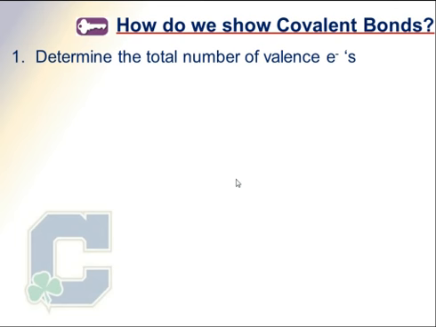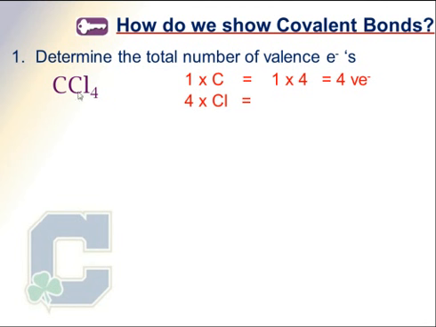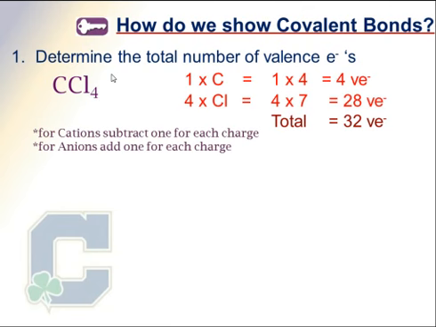Step 1, we need to determine the total number of valence electrons. So let's say that I was going to work with carbon tetrachloride. Well, carbon tetrachloride has 1 carbon atom, and each carbon atom has 4 valence electrons. 1 times 4 gives me 4 valence electrons total. Chlorine, there's 4 of them because it's carbon tetrachloride. So 4 times its total number of valence electrons, which is 7, gives me a total of 28 valence electrons for Cl. When I add those two totals together, I get a total of 32 valence electrons for the whole thing. So when I'm done drawing this, I should have 32 dots.